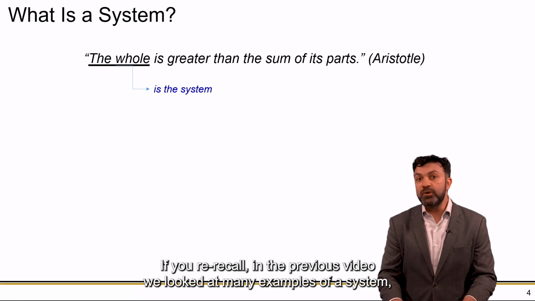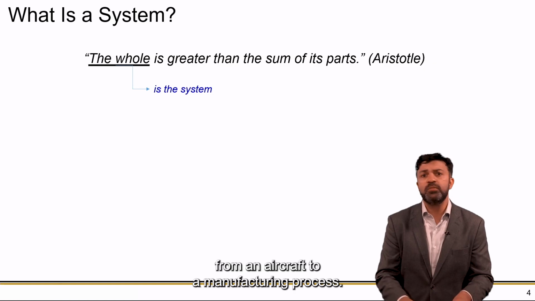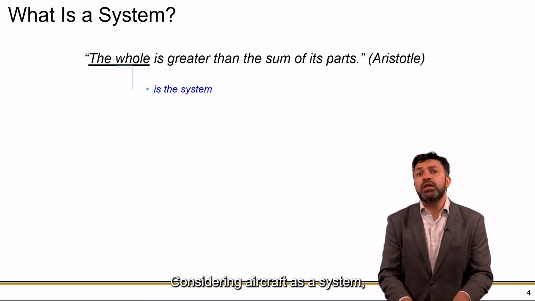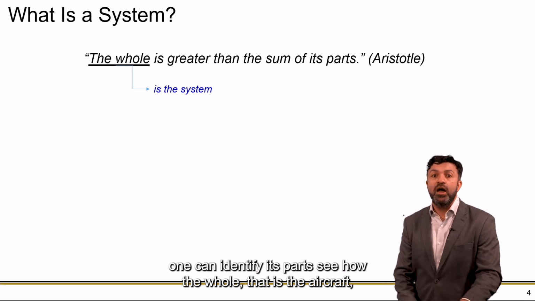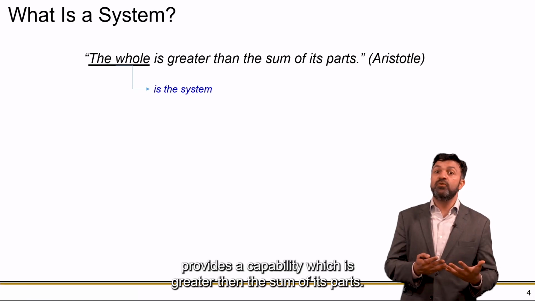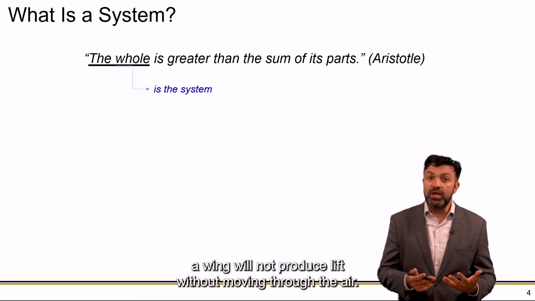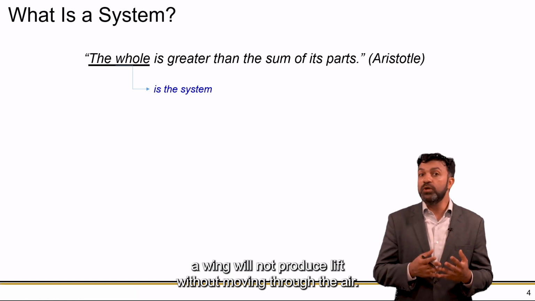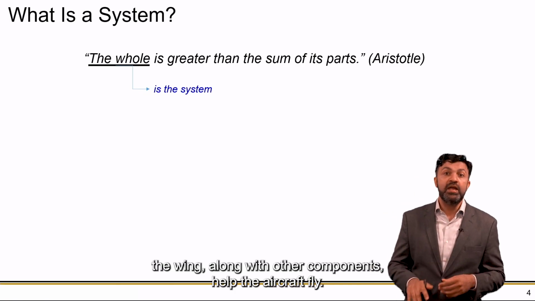If you recall, in the previous video, we looked at many examples of a system from an aircraft to a manufacturing process. Considering aircraft as a system, one can identify its parts and see how the whole, that is the aircraft capability, which is greater than the sum of its parts, emerges. An engine cannot fly on its own, and a wing will not produce lift without moving through the air. Together, the engine and the wing, along with other components, help the aircraft fly.